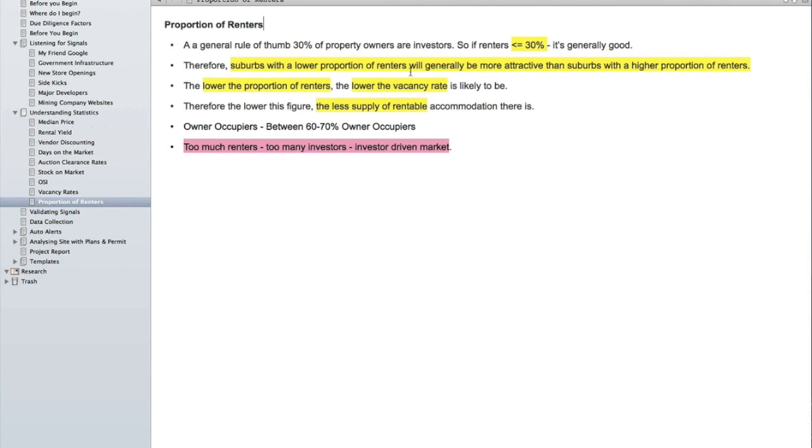proportion of renters. The lower the proportion of renters, the lower the vacancy rate, which basically means there is less supply of rentable accommodation available in that area.